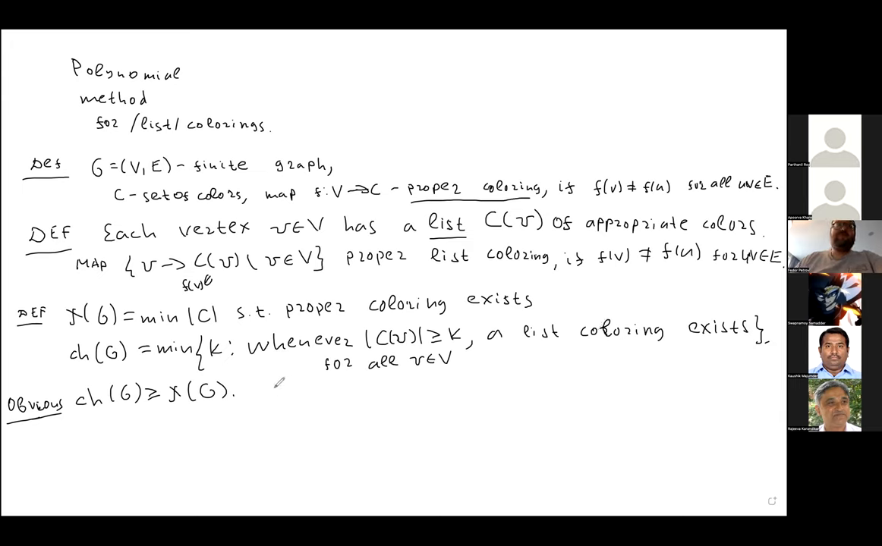However, if G is K3,3, the complete bipartite graph with three vertices in each part, and assume that the lists are {1,2}, {1,3}, {2,3} in each part, then we cannot color this graph according to these lists, because we cannot use the same color in one part since these lists don't have a common element. So we must use at least two colors. And if these two colors are, for example, 1 and 2, we cannot color this vertex.